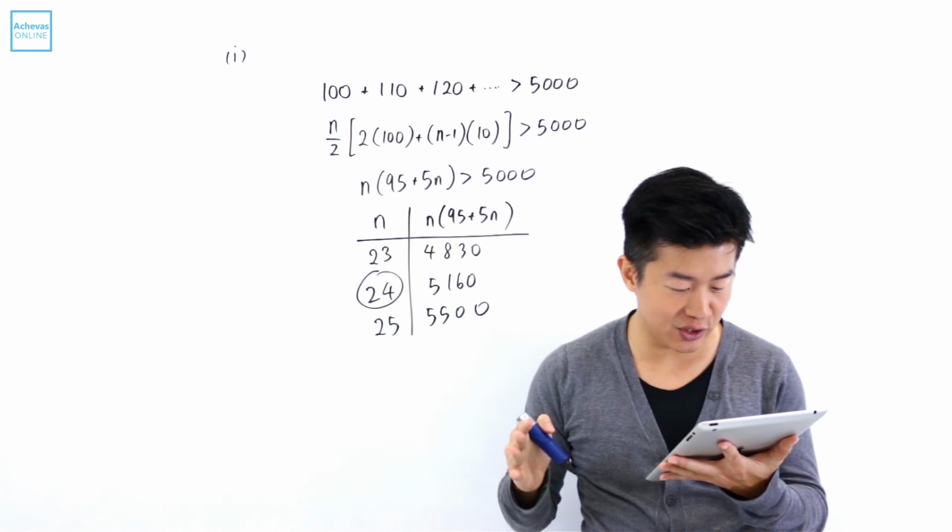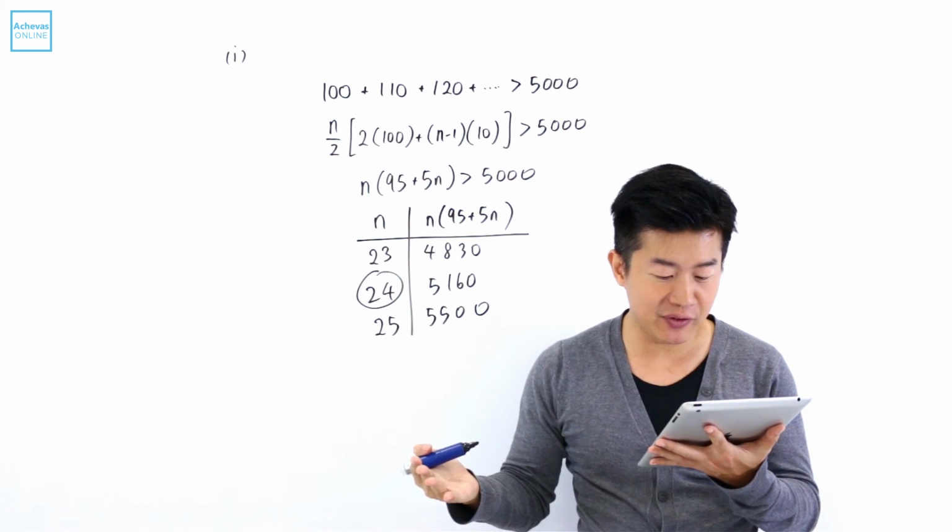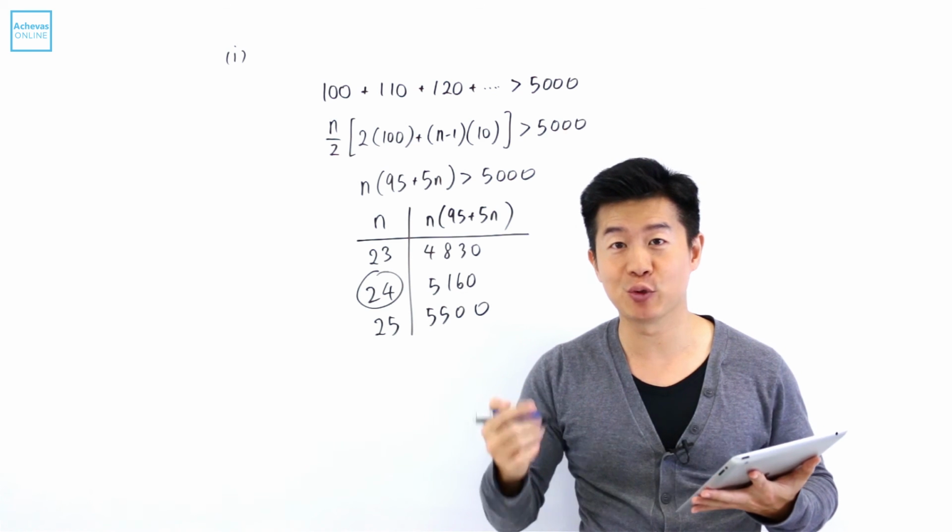That is why my answer should be: the date when it is going to be bigger than 5,000 is going to be on the 1st of December 2002.